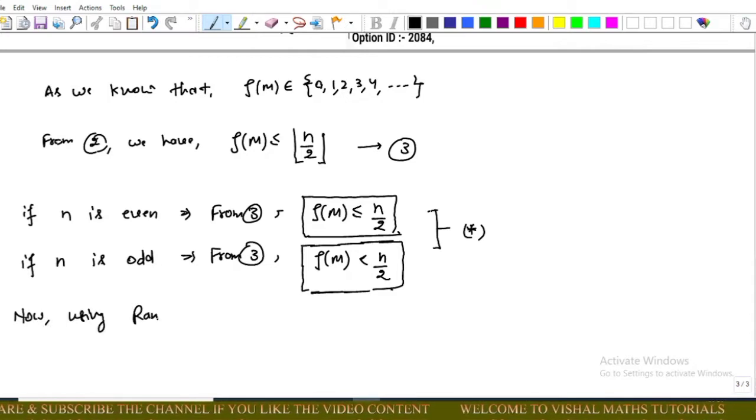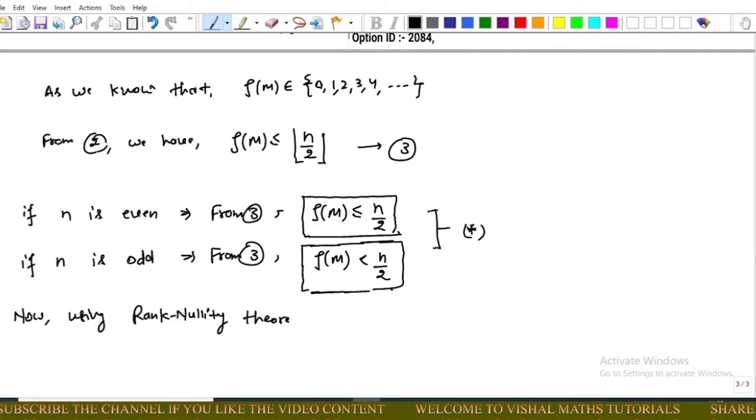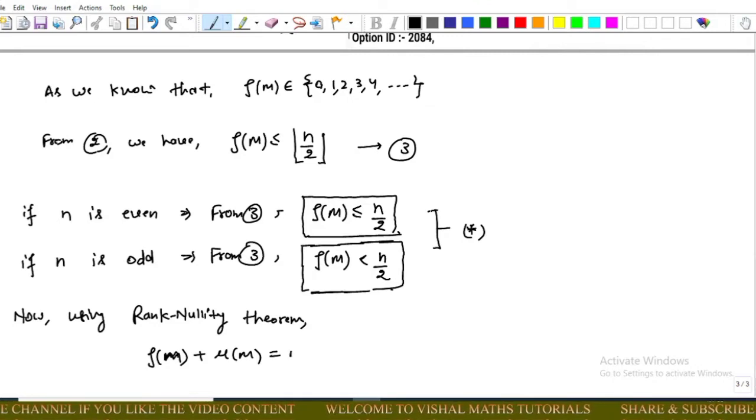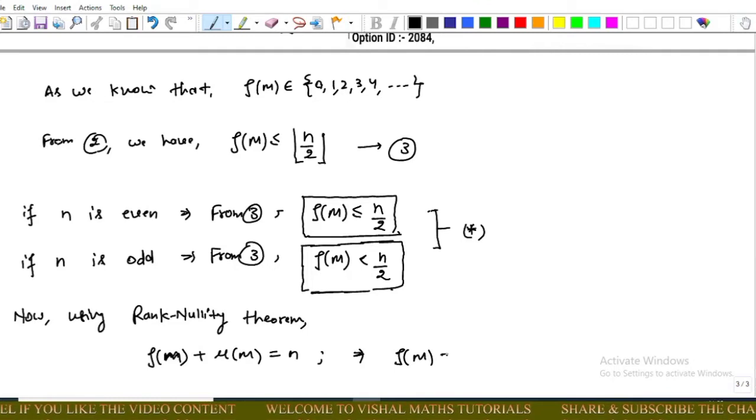Now using the rank nullity theorem, we have rank of matrix M plus nullity of matrix M equals the number of columns in matrix M, which is equal to n because we have an n cross n matrix. Now this implies that rank of matrix M equals n minus nullity of M.